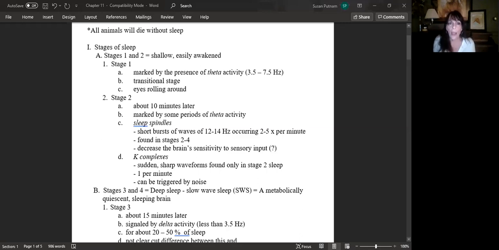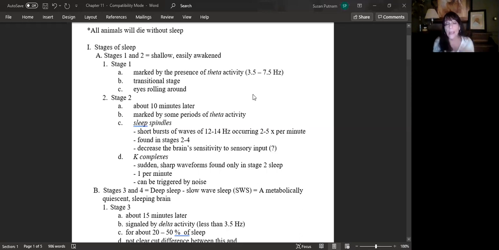Stage 1 is marked by the presence of something called theta activity. These waves are measured by hertz, and 3.5 to about 7.5 hertz are indicative of theta waves. You have a very transitional stage at this point. In fact, sometimes you can see people's eyes rolling around. With babies, it's really easy to see when they're at this point, just before they move into stage 2.